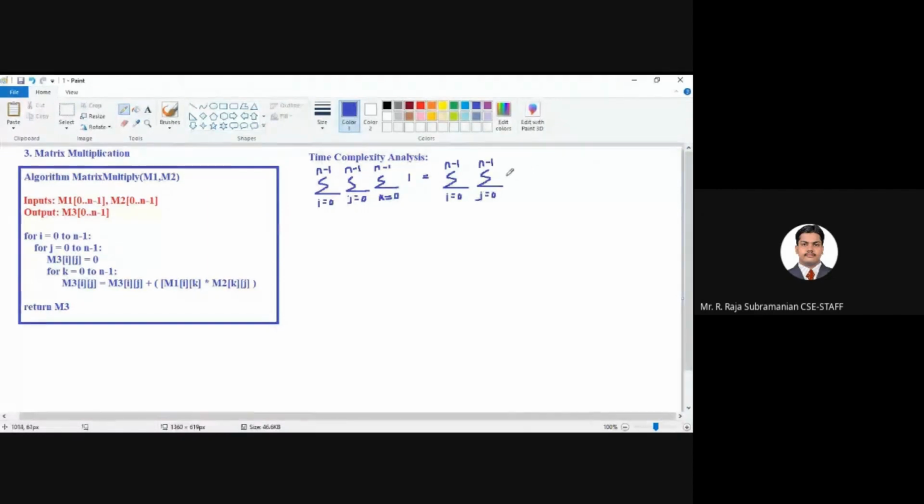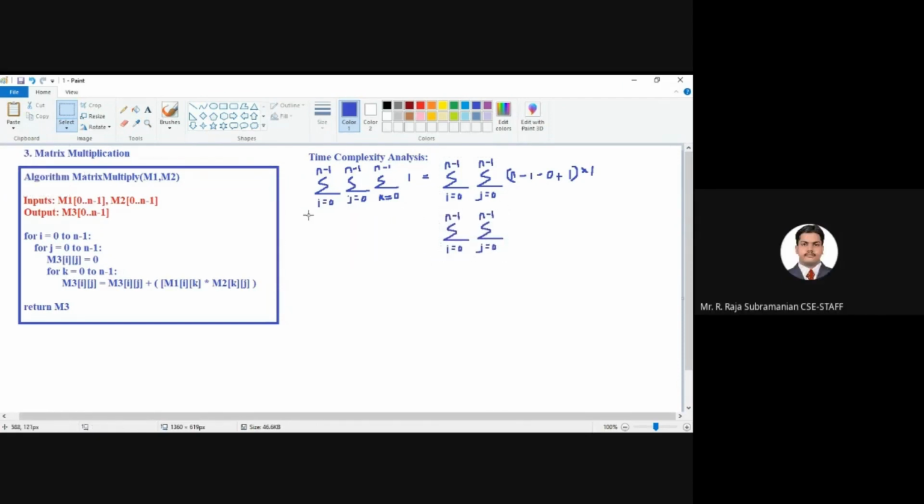So for K, what is my U value? N minus 1 minus 0, that is a lower limit, plus 1 into the constant 1. So what will come here? Minus 1 and plus 1 will be cancelled, and what I'll get? N. I'll get here N.